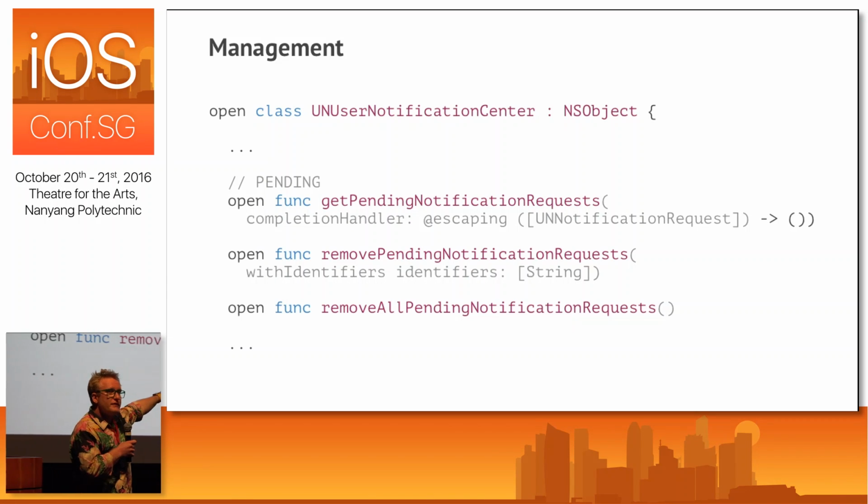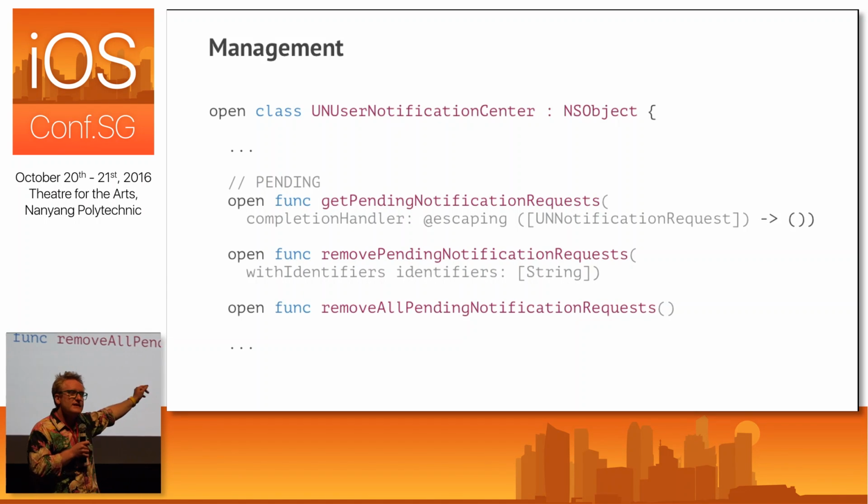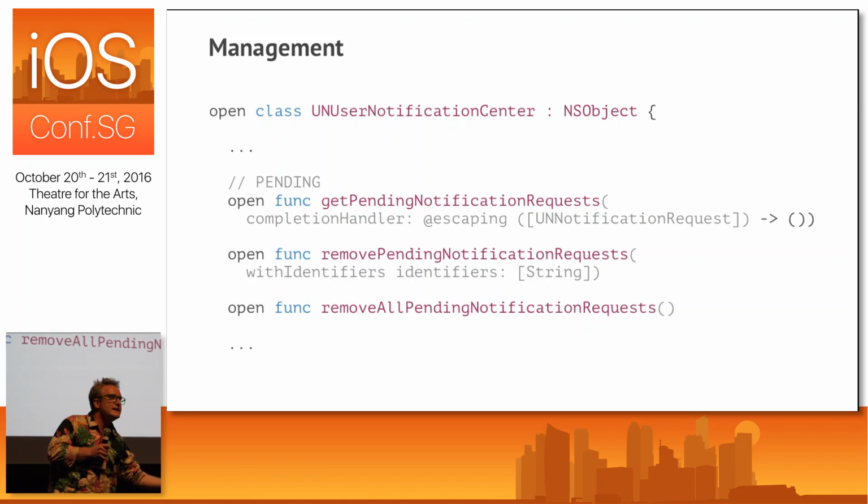Similarly, you can remove them, and this is where you use that identifier that we created before, that unique ID. It doesn't have to be unique because you'd replace it. That ID will allow you to remove notifications. And then you can also just say, I don't want any more notifications as well.